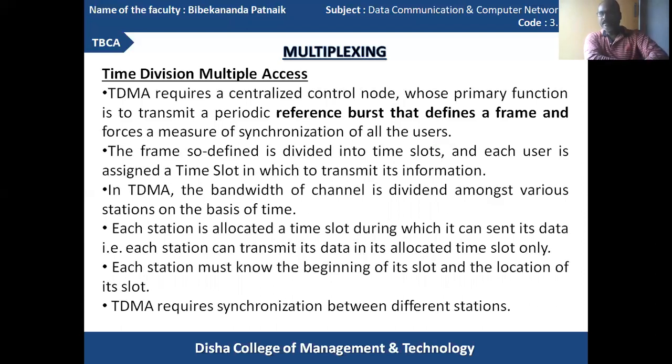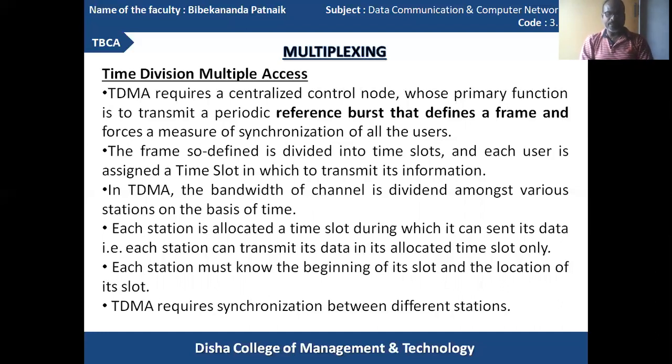It means it requires a centralized control node through which it can control the entire network, and it depends upon or transmits the periodic reference burst. In this case, the reference burst is basically called the host mode.